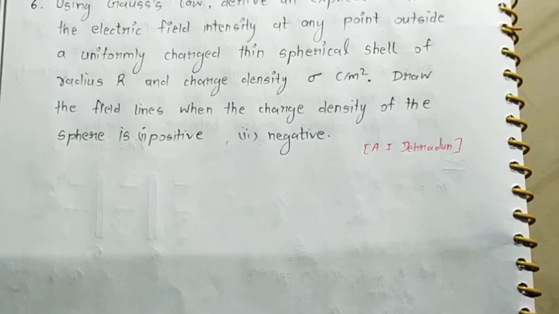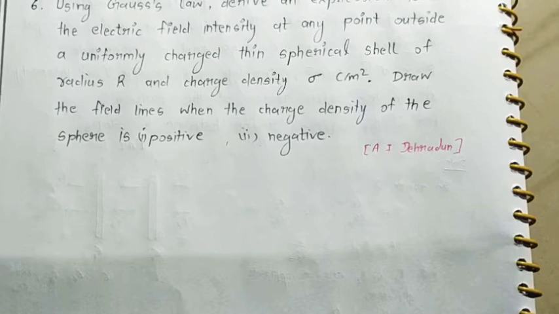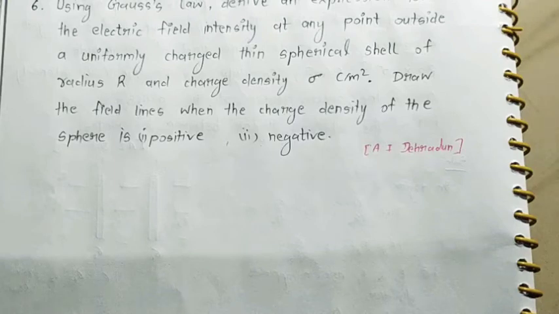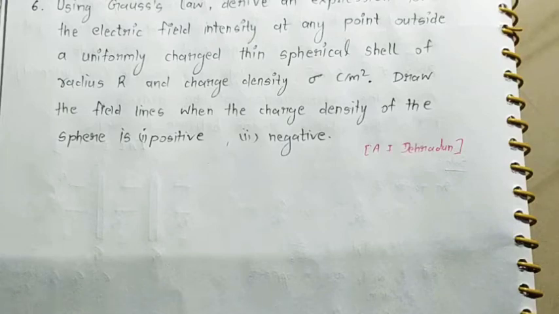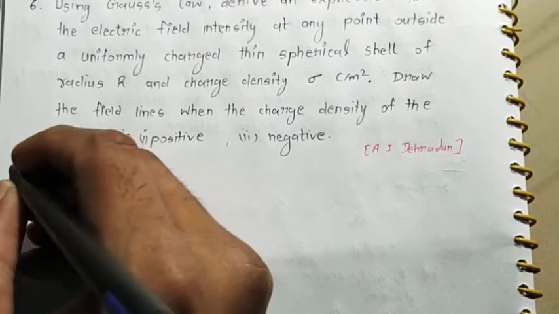Using Gauss law, derive an expression for electric field intensity at any point outside a uniformly charged thin spherical shell of radius capital R and charge density sigma coulomb per meter square. Draw the field lines when the charge density of the sphere is negative and when it is positive. So we have already read about the spherical shell, so I am not going to the theory part, I am just solving the question.